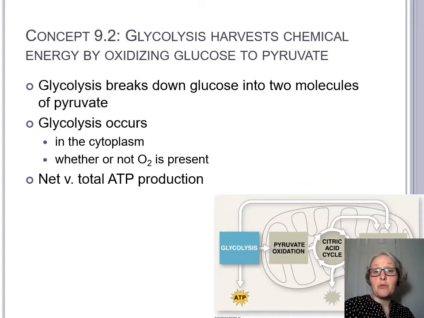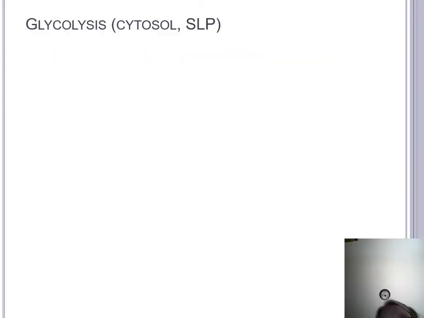So what I want to do now is take you through each of these steps and explain what's going on. We'll start with glycolysis. Glycolysis is going to break down glucose into 2 molecules of pyruvate. Glycolysis occurs in the cytoplasm whether or not oxygen is present. And as we look at glycolysis, we'll want to be really careful about understanding the difference between net versus total ATP production. I'm going to try to diagram out glycolysis for you similar to the way we would on the board. Some things to remember about glycolysis are that it happens in the cytoplasm and that it makes the ATP through substrate level phosphorylation.